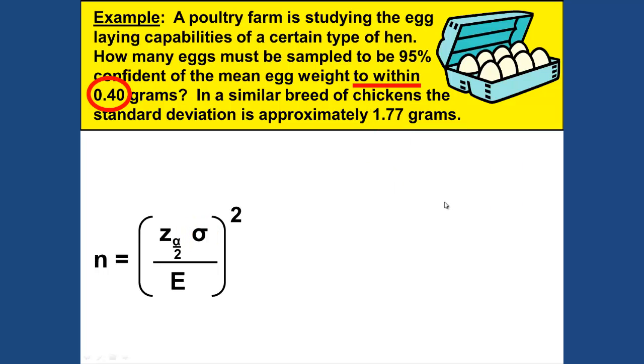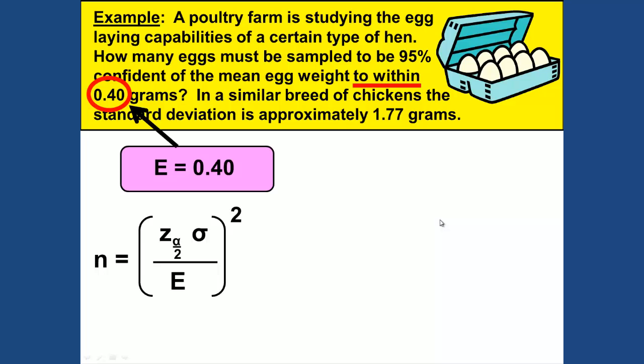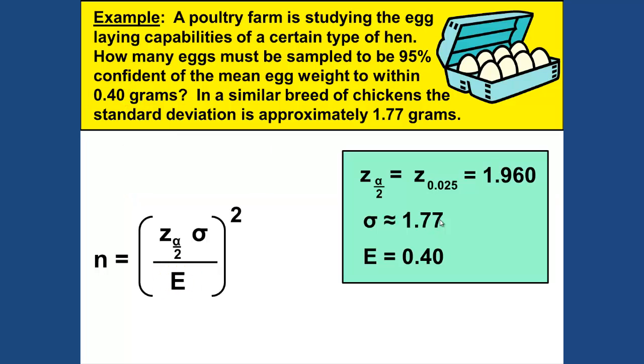Next is our E, and that's how close we want to be to the mean weight. And we want to be within 0.40 grams. The word within is a nice key word to look for. It won't be the only one used, but it is an often used word. So our E is 0.40. So our Z at 1.960, our standard deviation or sigma at approximately 1.77, and our E of 0.40 are plugged into the formula.